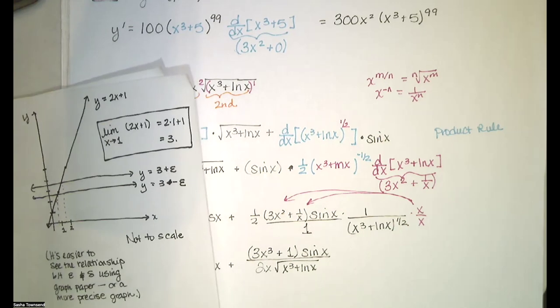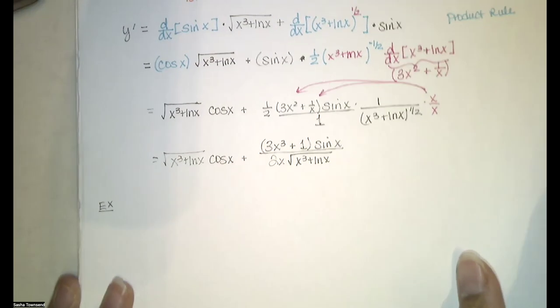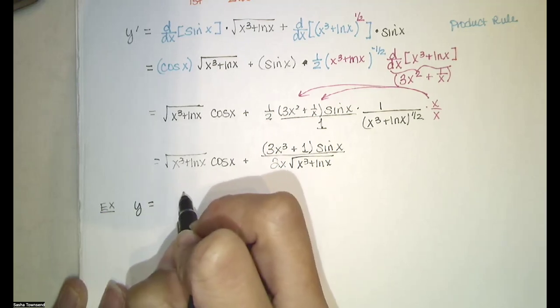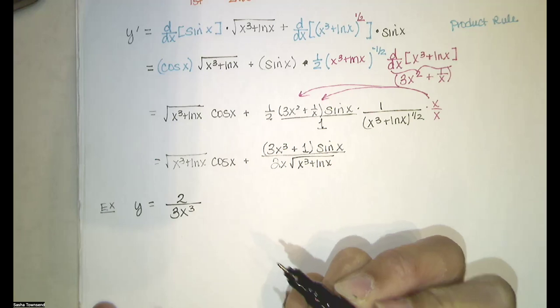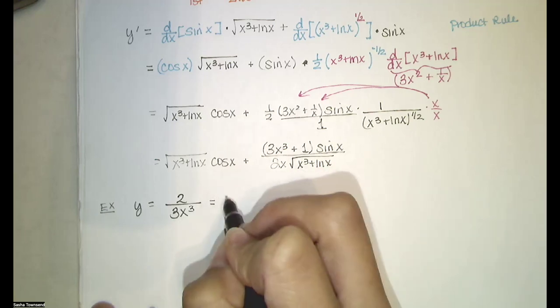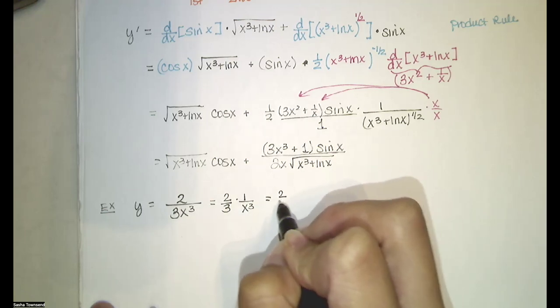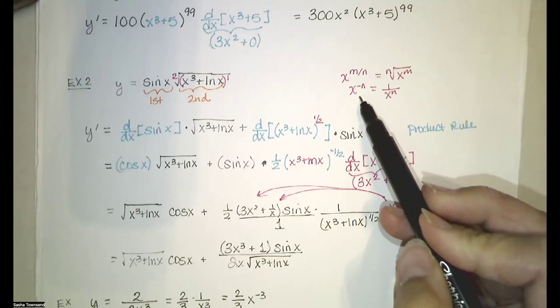All right. Now you don't always have to use the chain rule. Sometimes you can use other rules instead. So here's another example. Let's say you've got y equals 2 over 3x cubed. You can rewrite this as 2/3 times 1 over x cubed. And that's 2/3 times x to the -3rd power. If I do that rewrite, the chain rule is not necessary at all.